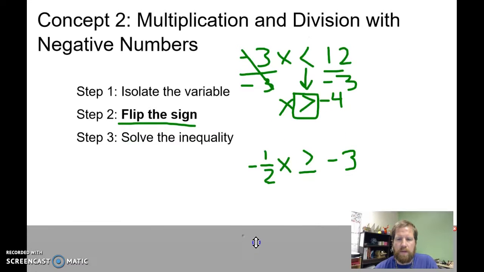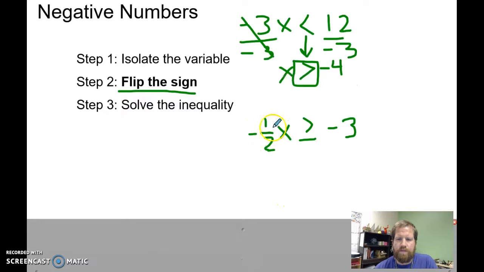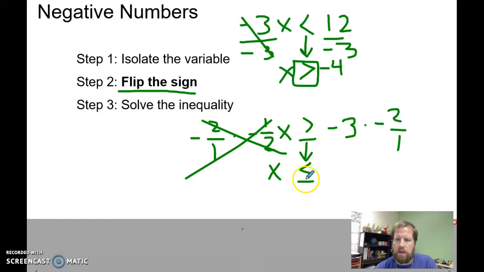Okay? Another one with division, actually a fraction in this case. We're going to multiply by the reciprocal. So multiply by -2/1, multiply by -2/1. I have x, my sign changes to less than or equal to. These cancel. Less than or equal to -3 times -2/1, or +6. And that's it.